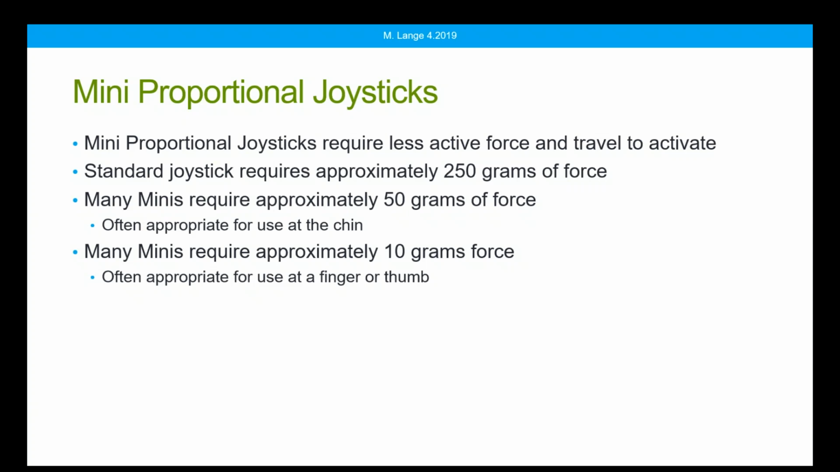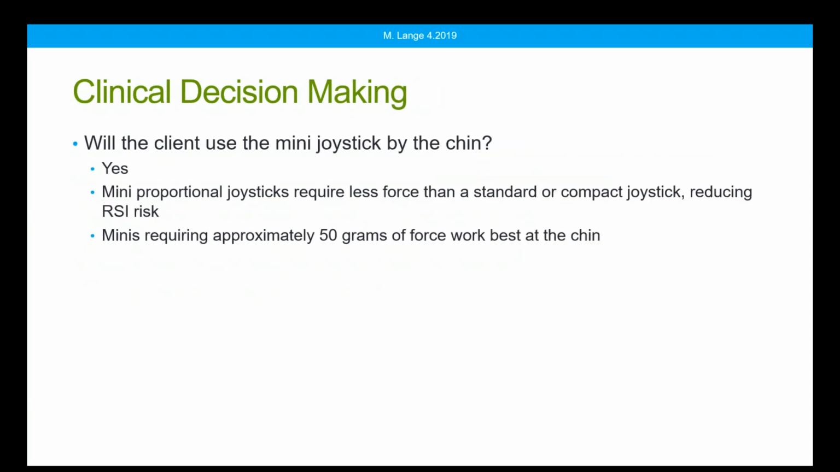Now, as we know, there's always clients who break the rules. These are just general guidelines. There's certainly clients out there that are going to do just fine with 10 grams of force by the chin or 50 grams of force by a finger or thumb. So, will the client use the mini proportional joystick by the chin? If so, then again, we may want to consider some of the mini proportionals that are somewhere in that 50 grams of force level, as these tend to work a little better by the chin.